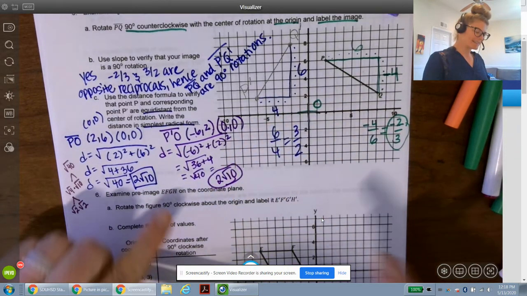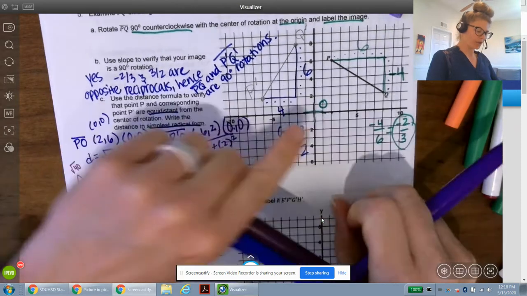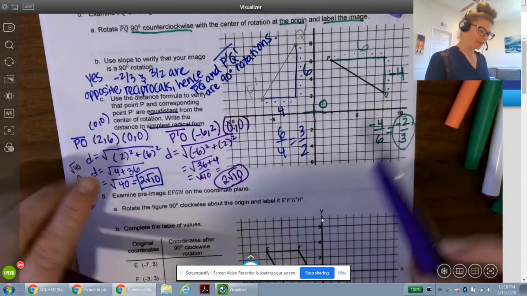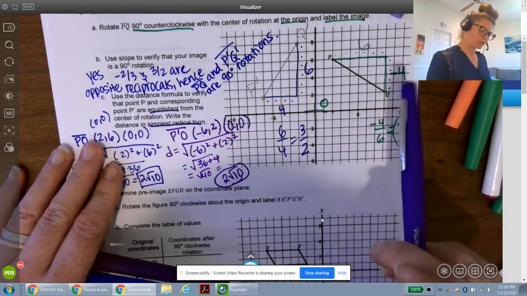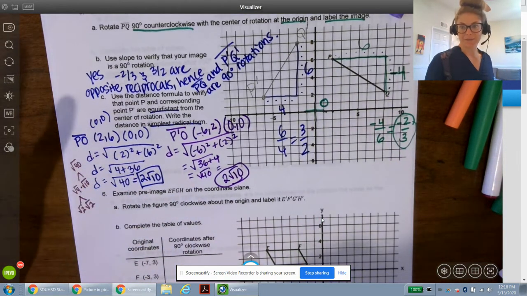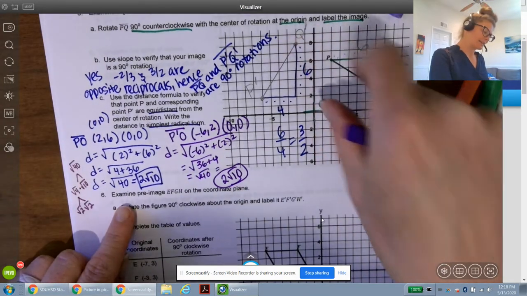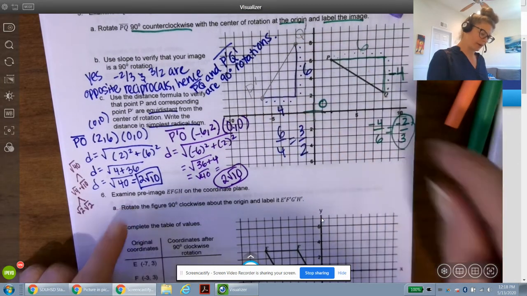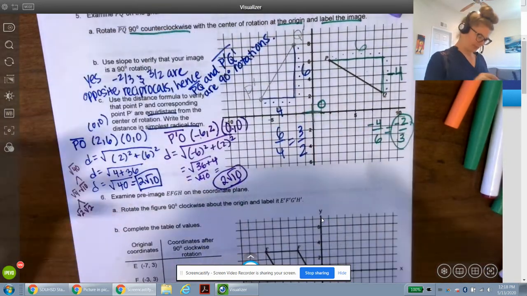So yes, indeed, P' to the origin and the origin to P are equidistant. And if we did the same math with the origin to Q and the origin to Q', switch those around, we'll end up with the equivalent distance. Not the same distance necessarily as P and P', but these will be equivalent.